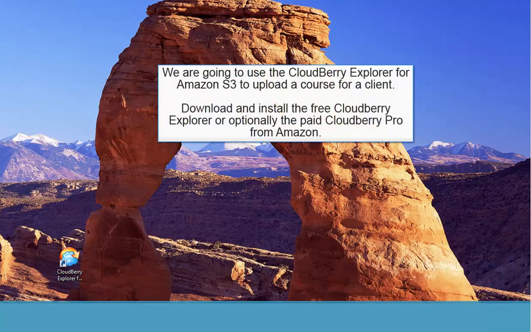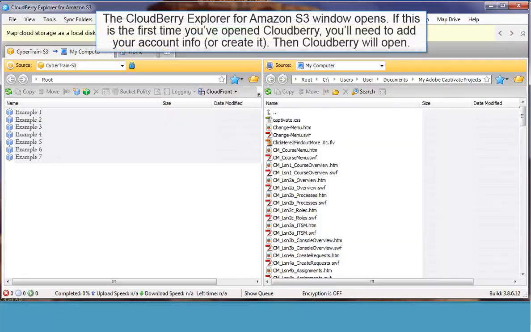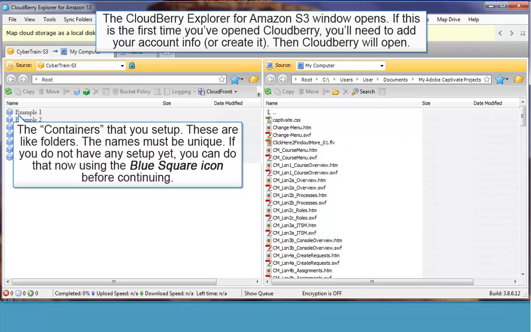We are going to use the Cloudberry Explorer for Amazon S3 to upload a course for a client. We'll assume that you added an icon to Cloudberry Explorer on your desktop. This will be added if you use the defaults when installing Cloudberry. Open the Cloudberry Explorer for Amazon S3 by double-clicking on the icon. The window opens to the last place you were in Cloudberry.